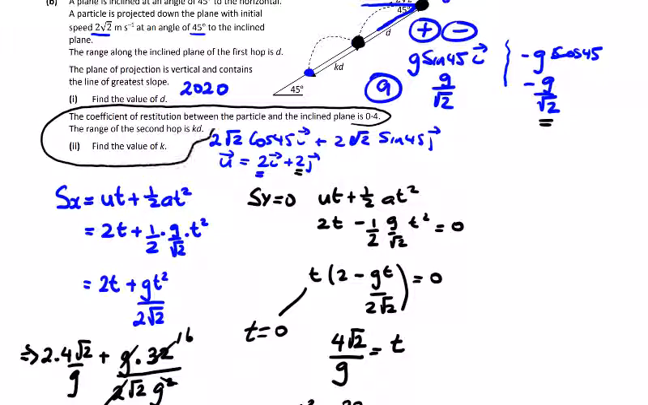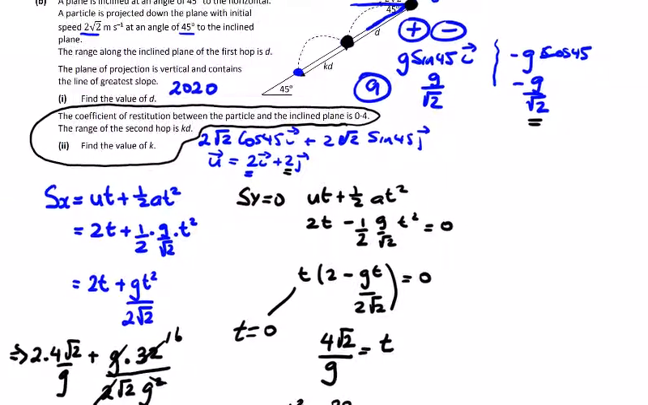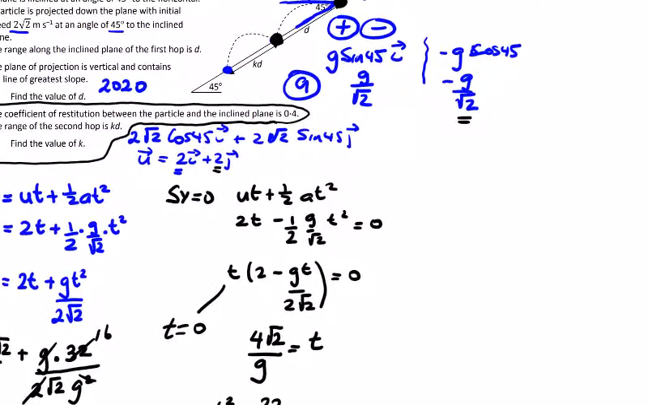The range of the second hop is kd. So we need the velocities before impact in the i and j direction. We need to then apply our new velocities with e included for the j, and the i doesn't change. That should enable us to find the value of k. So let's start with the v's. So v is equal to u plus at.